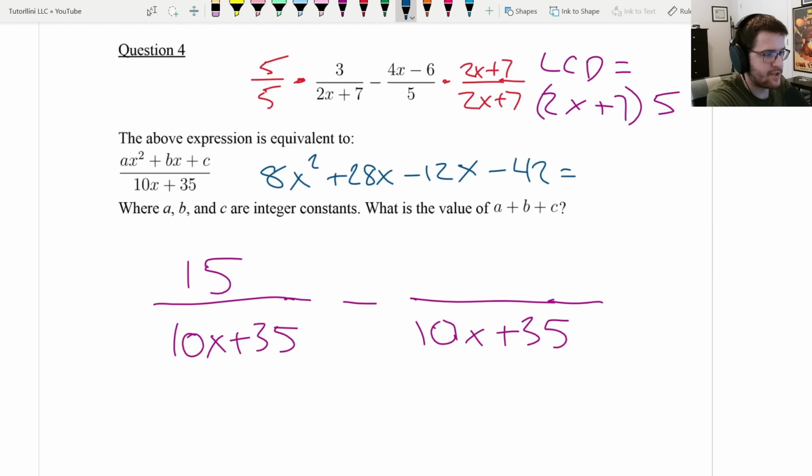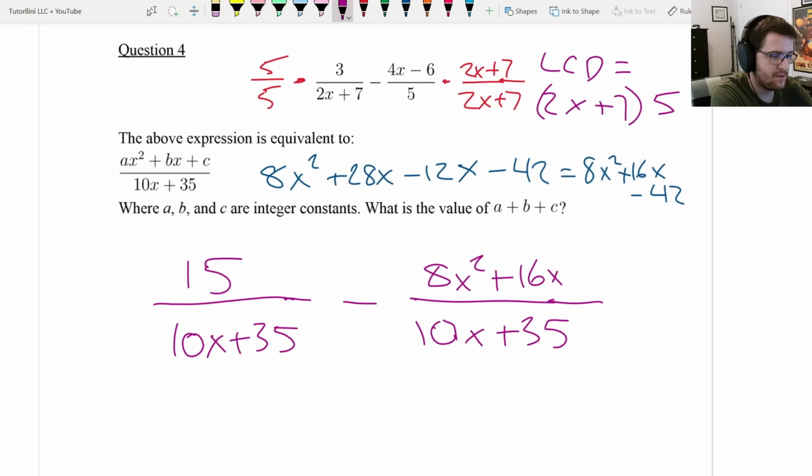If we combine the like terms, not worried about the minus sign yet, we'll take care of that in a minute. So 8x squared, and then 28 minus 12 is 16, so plus 16x minus 42. And we're going to put that up here: 8x squared plus 16x minus 42.